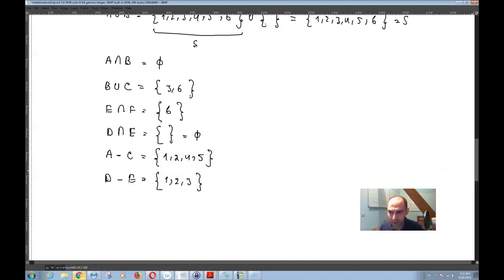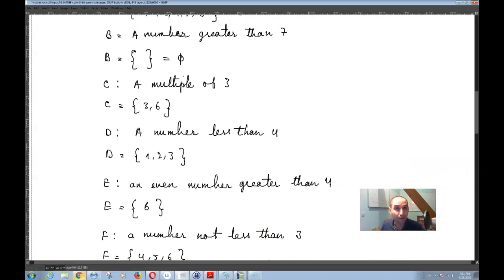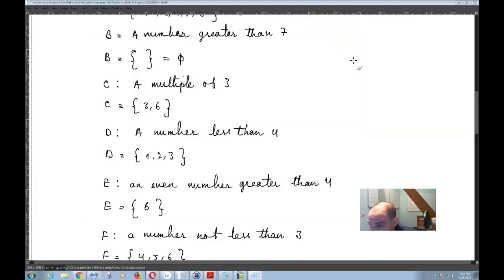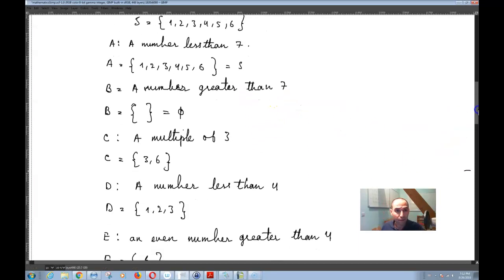But for example, in this case, as you saw, we had A minus C. Let me close this window. Okay, so here we had A minus C. So A minus C is nothing but all of these members, and you have to take away all the members that they have in common between A and C. They have, of course, 3 and 6 in common, so you would take these two members out, and then you will get 1, 2, 4, and 5. That's what we got.